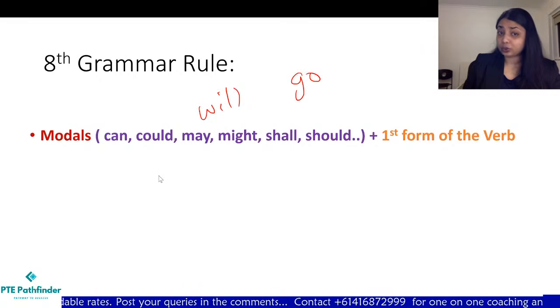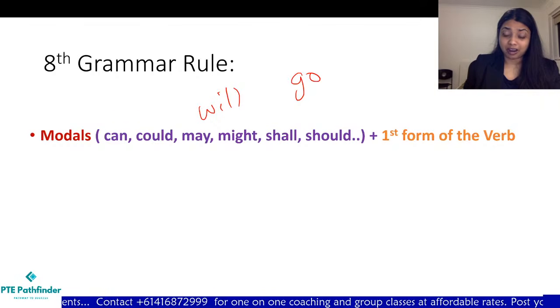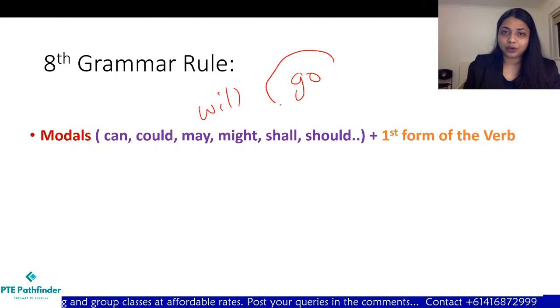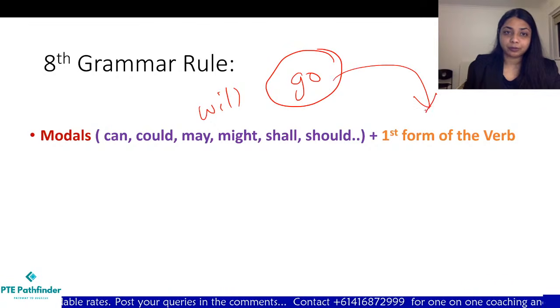I can go to market. I could go to market. I may go to market, or I might go to market. So if you listen to all the examples, you find one thing in common. That is the word go. And what is go? Go is the first form of the verb.